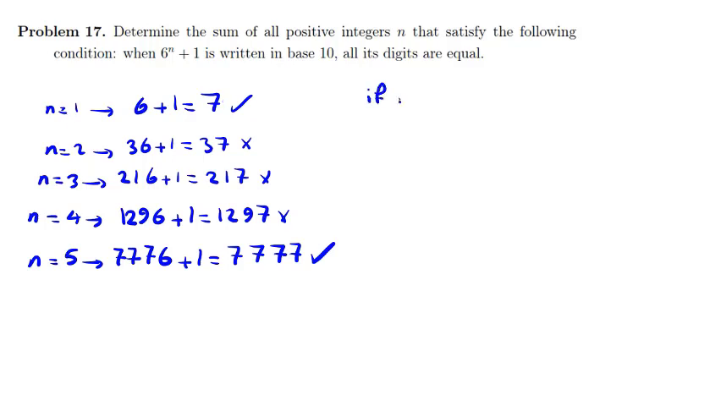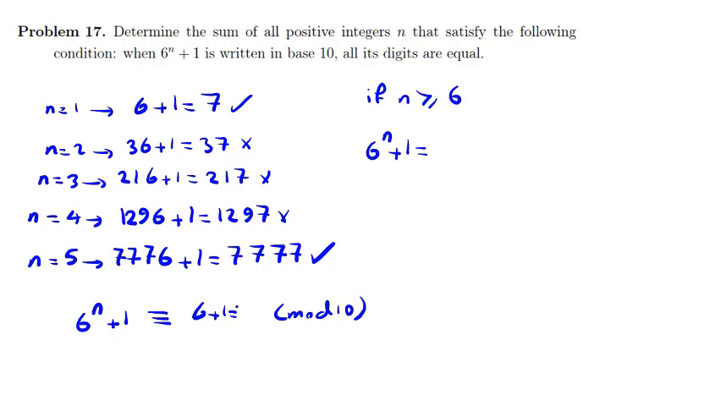If n is greater than or equal to 6, we know our number 6^n plus 1 has at least 5 digits. If you want to consider the last digit, you should consider mod 10, and it is 6 plus 1, 7. You should know congruency for this problem.